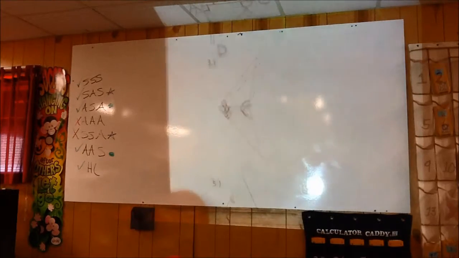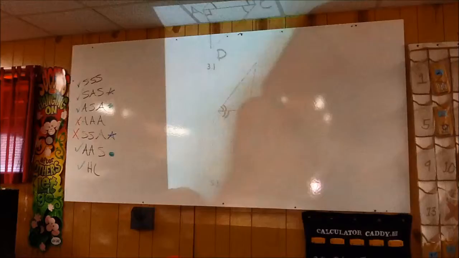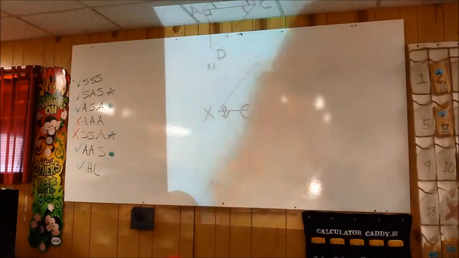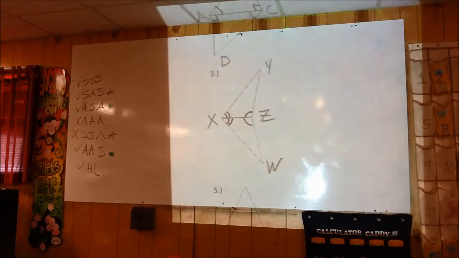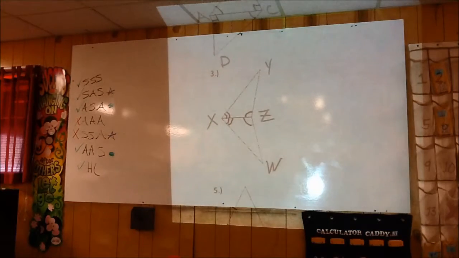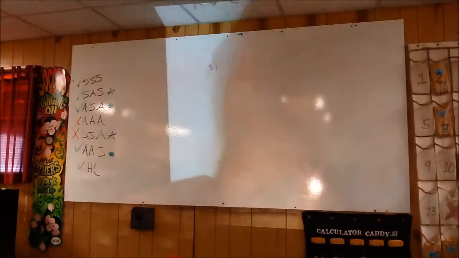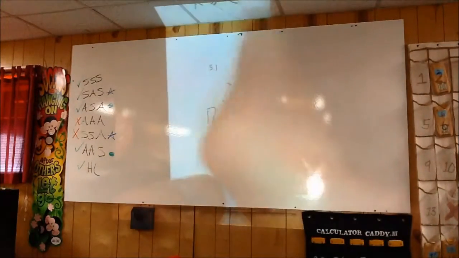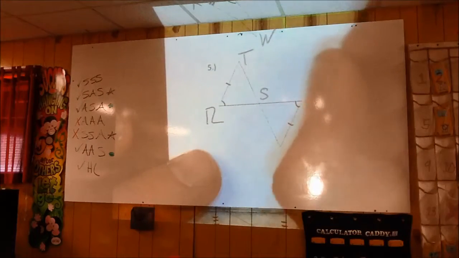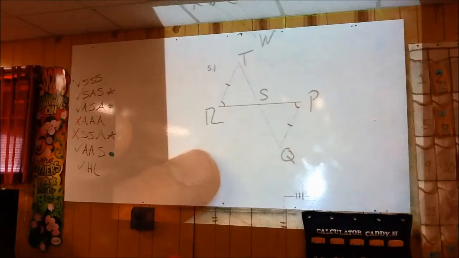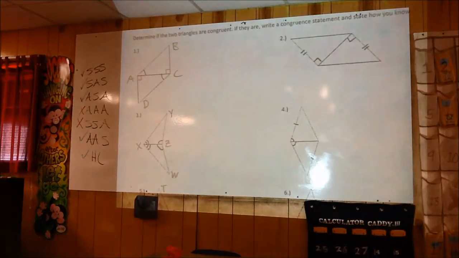Going straight down, number 3, please label your diagram exactly like mine: X, Y, Z, and W. Everybody is labeling these 4 points so that we can write triangle congruence statements. Below that, you've got R, T, S, P, Q.